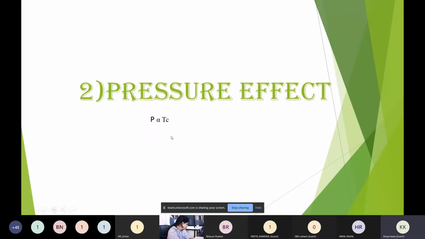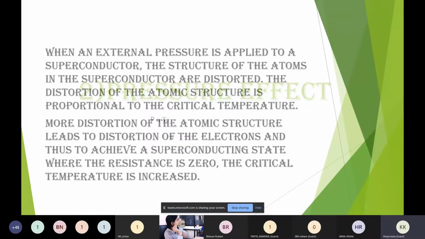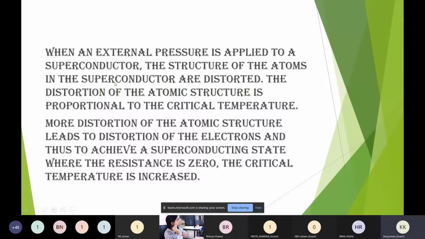Now we have the pressure effect. The structure of the atoms in a superconductor is distorted when an external pressure is applied to a superconductor. So the distortion of the atomic structure is directly proportional to the critical temperature. More distortion of the atomic structure leads to distortion of the electrons, and thus, to achieve a superconducting state, where the resistance is zero, the critical temperature is increased.